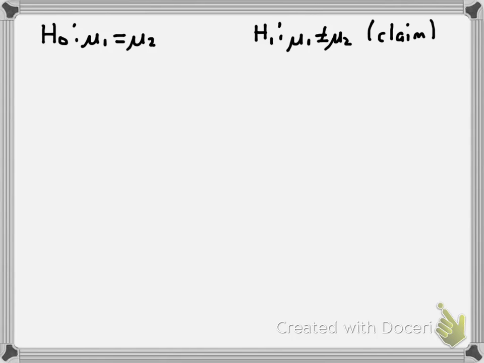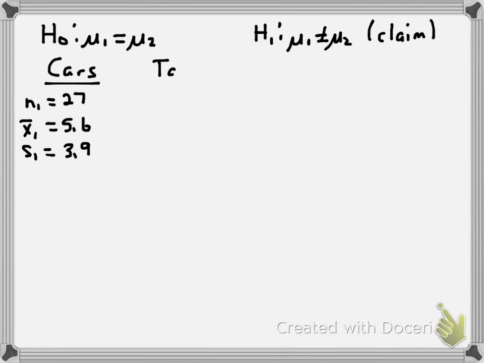So we can use calculator functions and we can come up with the summary statistics. For cars, the sample size is 27. The mean is 5.6. The standard deviation is 3.9. For taxis, the sample size is 20. The mean is 5.9. The standard deviation is 2.8.